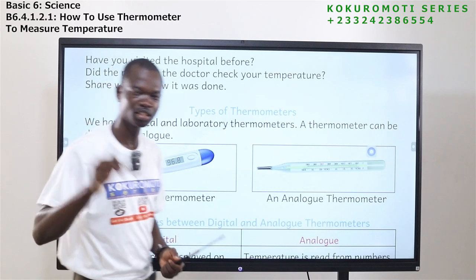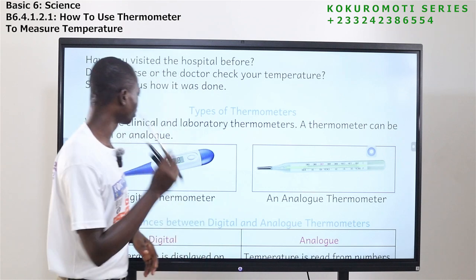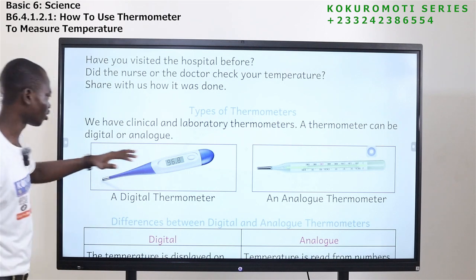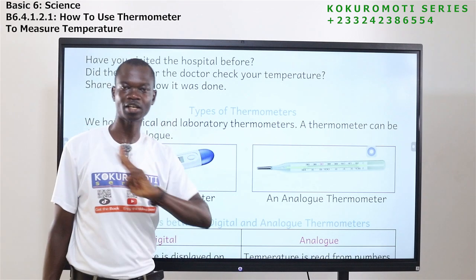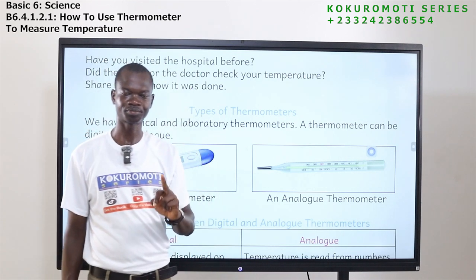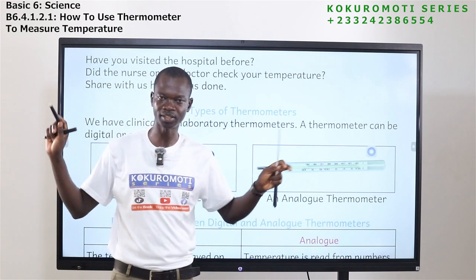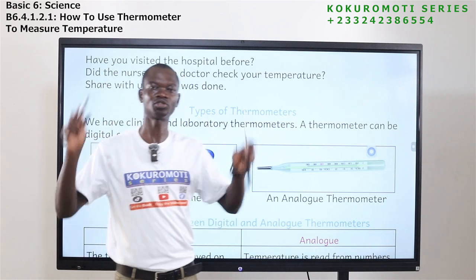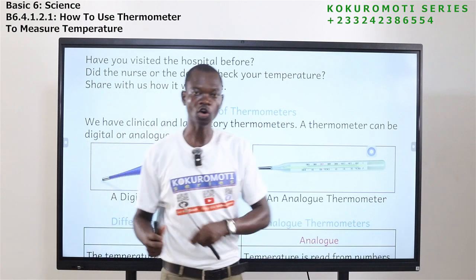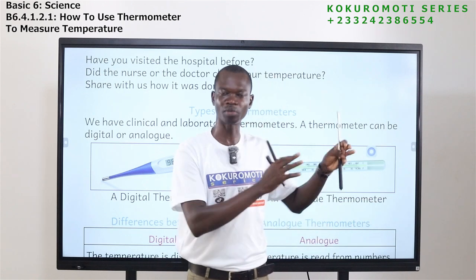The thermometers that we use to check temperature, we have types. The types are two. Let's look at them. We have clinical and laboratory thermometers. A thermometer can be digital or analog. So the two types of thermometers that we have: one is clinical, two is laboratory. The difference is this: we use the clinical thermometer to measure the temperature of only human beings. Apart from human beings, all other objects whose temperature you want to measure, we use the laboratory thermometer.